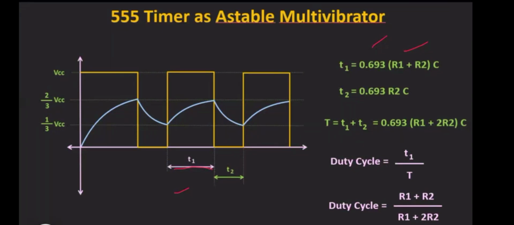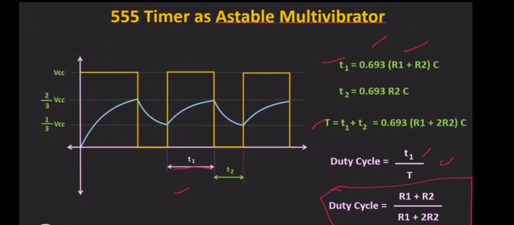So T2 will be less compared to T1. T2 is 0.693 R2 C, and total time is T1 plus T2, that is 0.693 into R1 plus 2 R2 into C. And always duty cycle will be expressed as T on divided by total T on plus T off, T1 by T, or you can write it by substituting T1 and T1 plus T2. So from this equation you will get the duty cycle for an astable multivibrator: R1 plus R2 by R1 plus 2 R2.